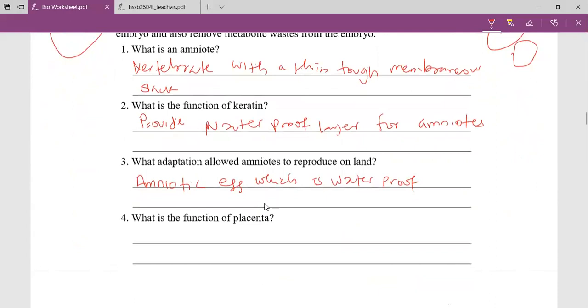The amniotic egg, which is waterproof, prevents water loss through the egg. So they don't need to return back to water. They don't need water for reproduction.